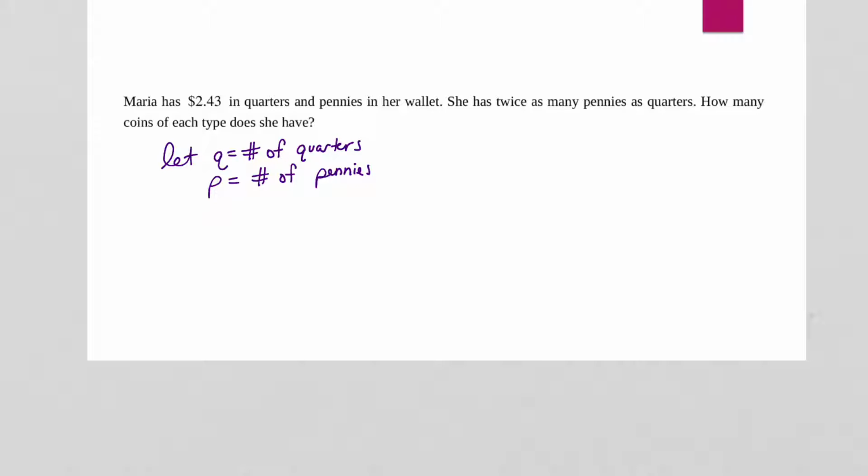Alright, so it says that she has $2.43 in quarters and pennies in her wallet. We'll write that equation in just a second. She has twice as many pennies as quarters. So that means I have to do twice my quarters to get my pennies. So 2 times Q equals P. Now, I want to do the amount here. So, I've got 0.25 times the number of quarters plus 0.01, because that's the value of a penny, times P, and that equals $2.43.